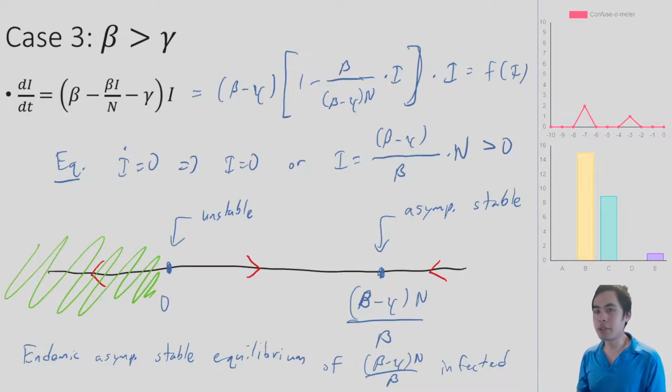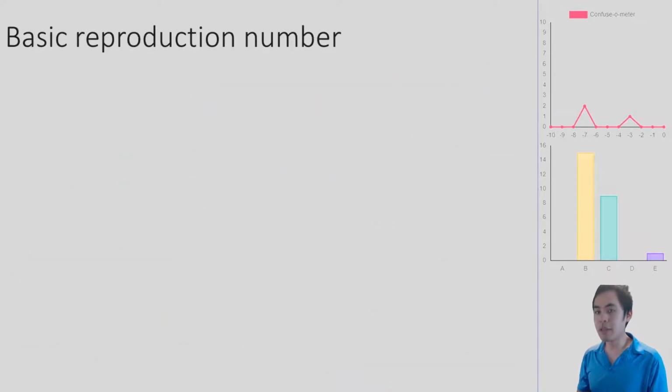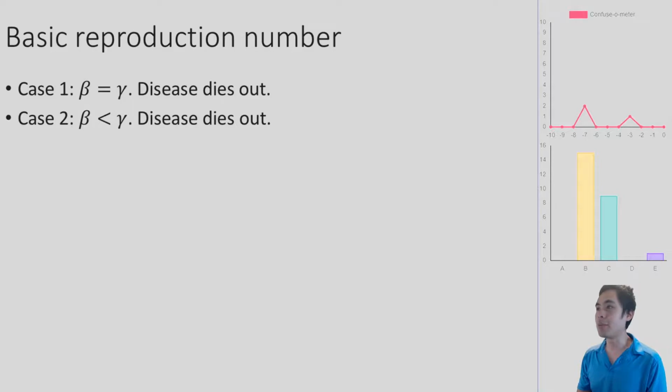And we can understand this a little bit by just looking. We've understood this basically by looking at the cases of the ratio between beta and gamma. When beta is equal to gamma, the disease dies out. When beta is less than gamma, the disease also dies out. When beta is greater than gamma, the disease persists.